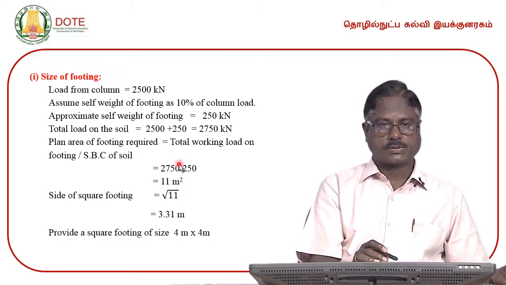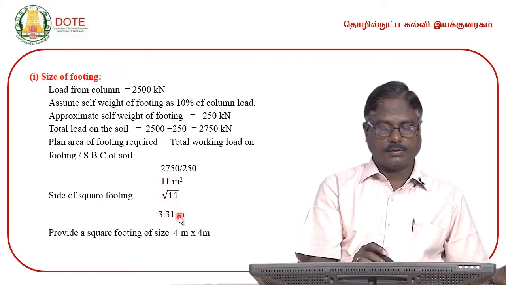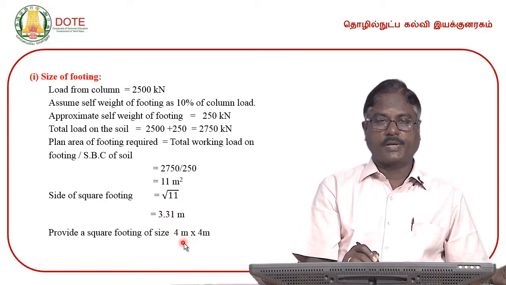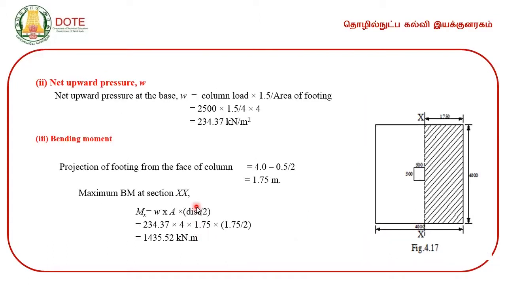Since it is given as a square footing, taking the square root of this area will give the side of the footing. So 3.31 is the side of the footing, and we will approximate that to 4 meters. So the size of the square footing is found to be 4 meters by 4 meters. The second step is to find the net upward pressure at the base of the footing. That is equal to the design load, this is the partial safety factor, this is the column load, and the design upward pressure is 234.37 kilonewton per meter square.